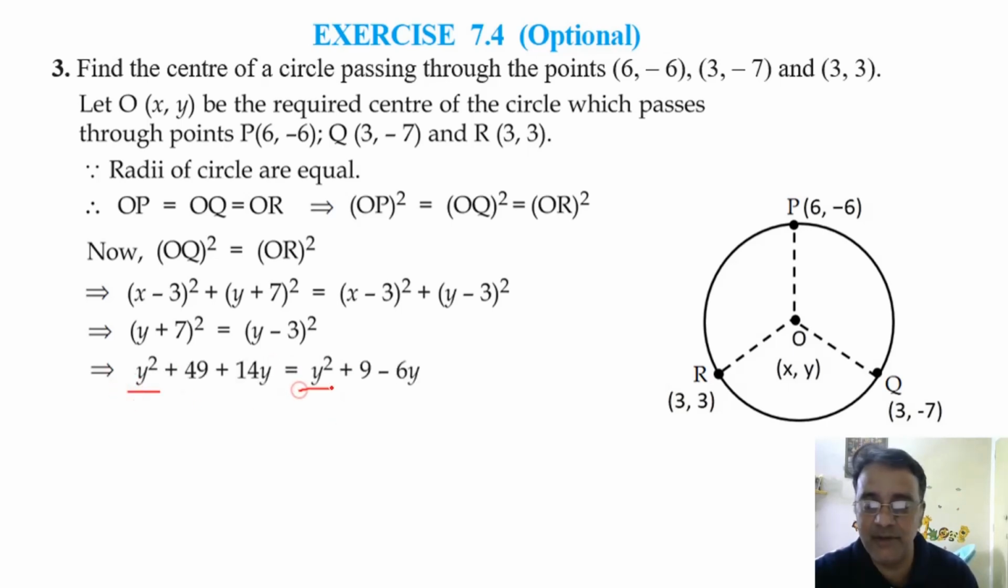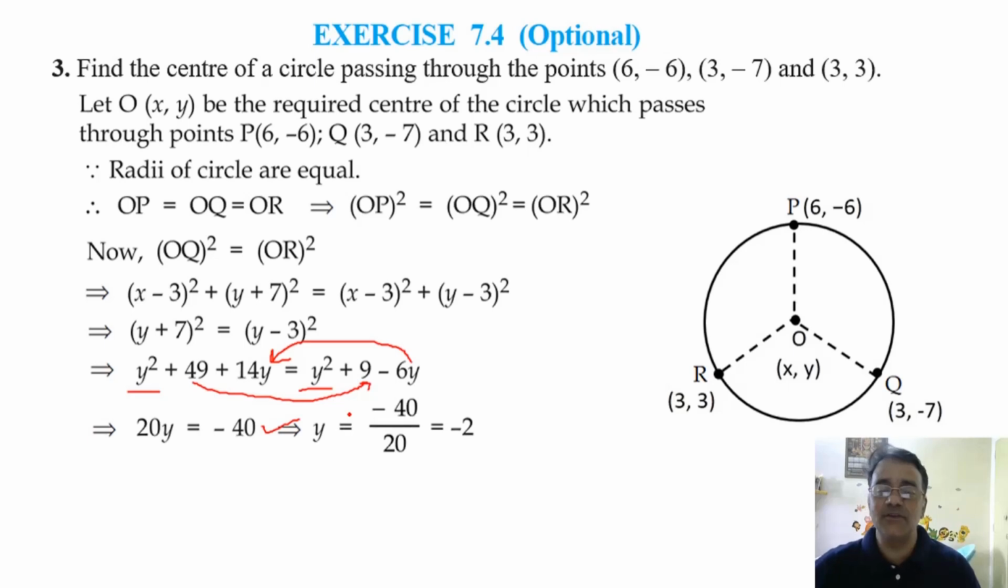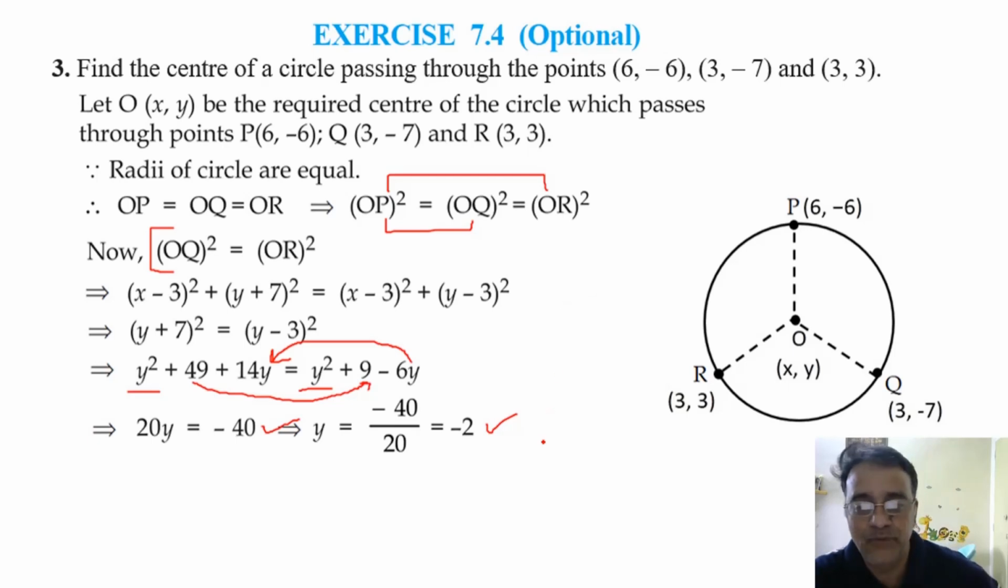Again y square will be eliminated and we are getting 20y. 20 will shift here and 49 will shift here, so minus 49, that is 40. So y is equal to minus 2. See, by taking this relation we got the value of y. Otherwise, if we took these two and these two, we would get two equations and you would have to solve those two equations by using the linear equations in two variables method. Now you can take any one, either this one or this one. So I am taking the first one only.